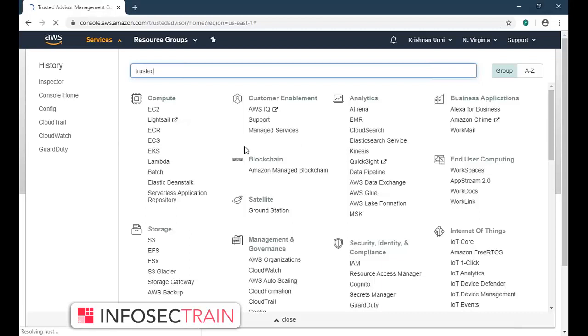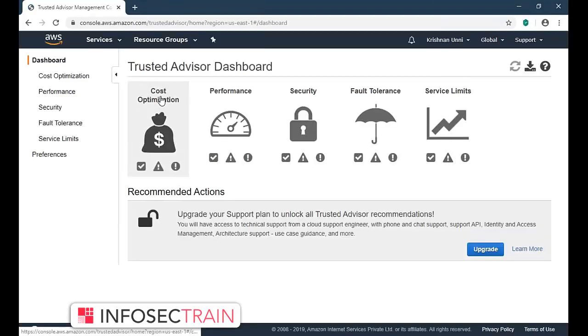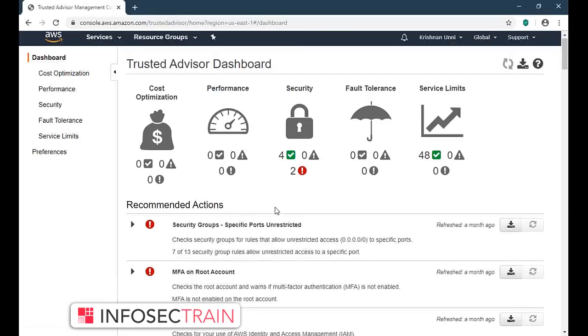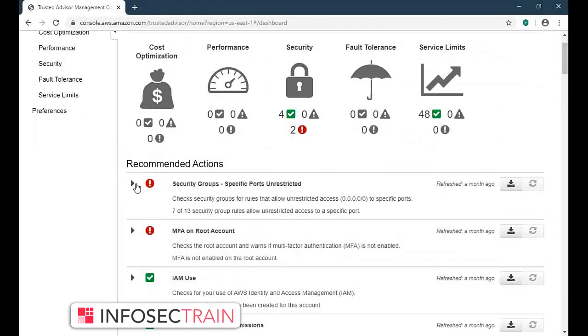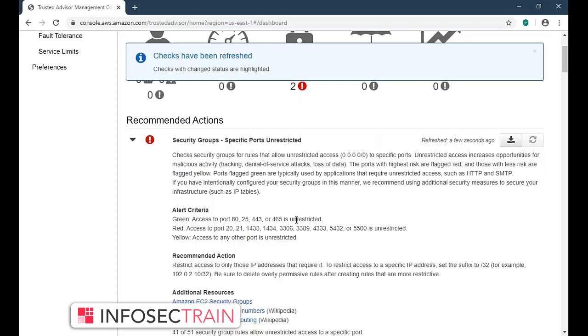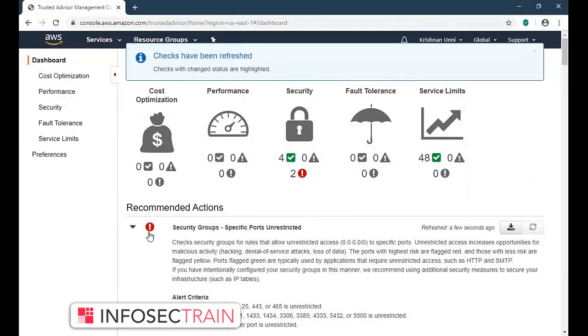Trusted Advisor means this service will give you suggestions or best practices on different areas like cost optimization, performance, security, and fault tolerance. For example, here it says I have a firewall with a lot of highly critical ports unrestricted. Please make it restricted, otherwise it can cause trouble. That's why it is showing a red mark.